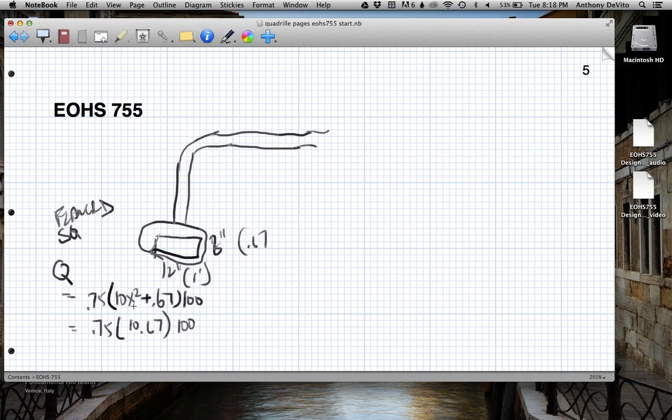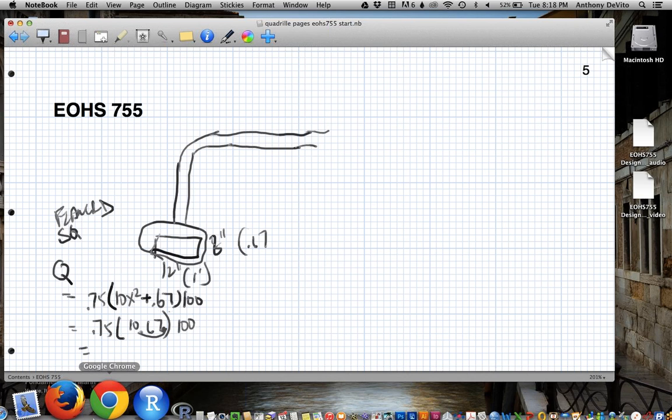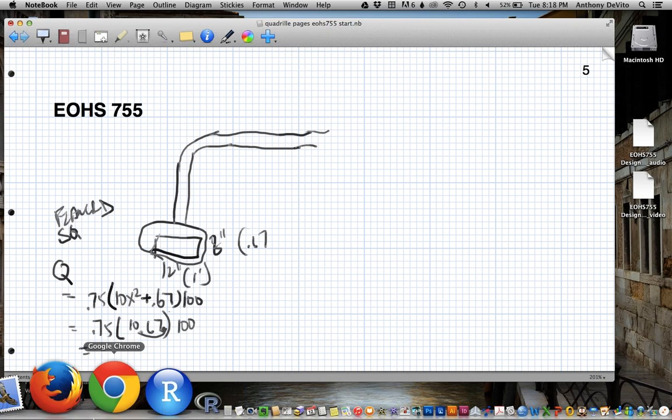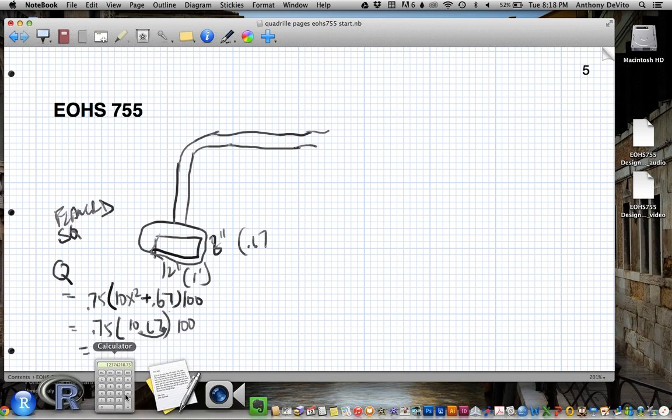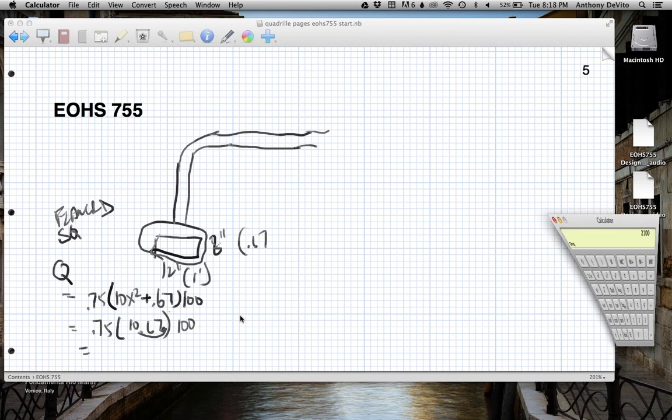Right, 0.67 plus 10x². X is 1 foot, so x squared is 1. Oh, I'm sorry, times 10. Right, times 10 is 10. Plus 0.67. So multiply this by 100; we move this over 2 places. So it's 0.75 times 1,067. What does that come out to be?